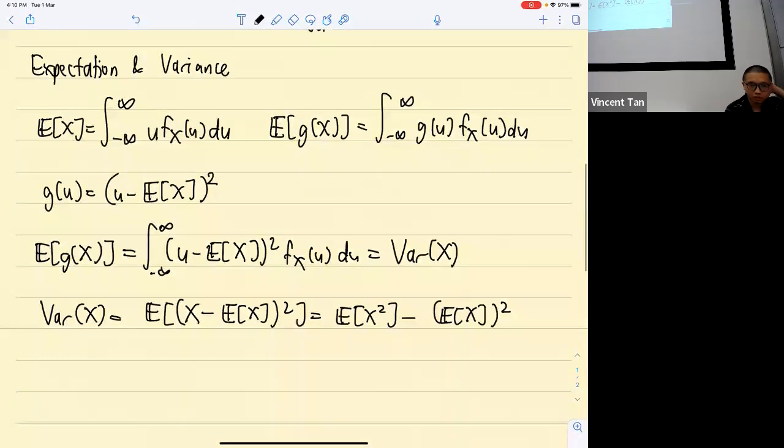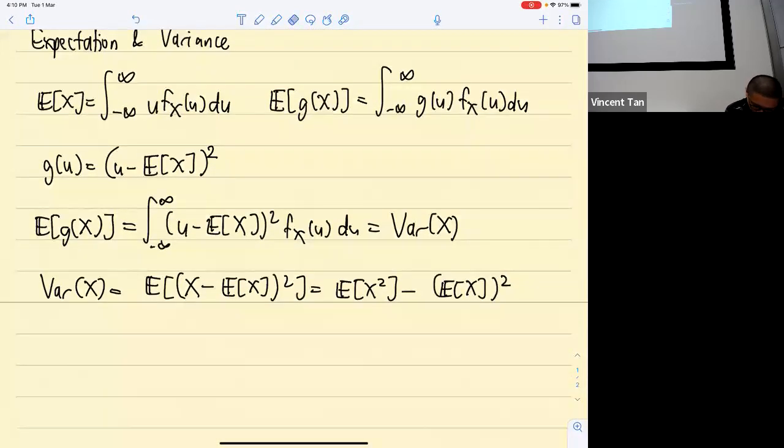So I think all of you know this, so I will not belabor the point here. Now, there are some functions that are more important than others. For example, the linear function.